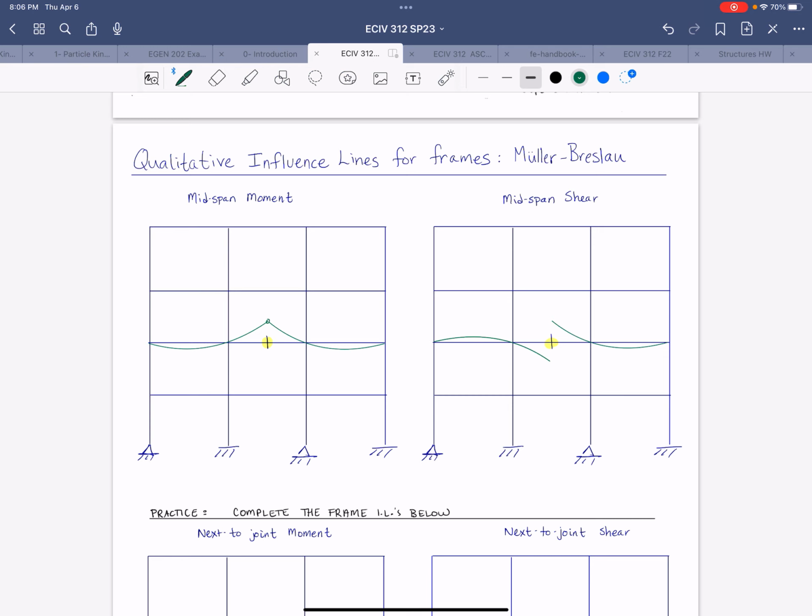So for mid-span moment, just add a hinge at the middle of the span, right? So we're drawing the influence line for the moment at this point in this beam. Force it through a unit rotation. That would force the hinge to displace upward, and then draw the deflected shape.